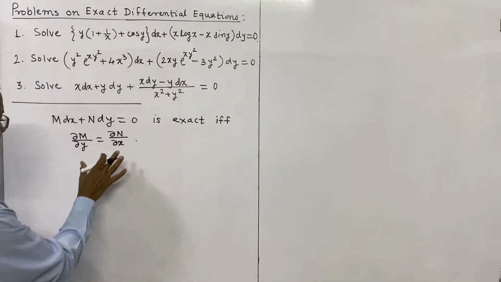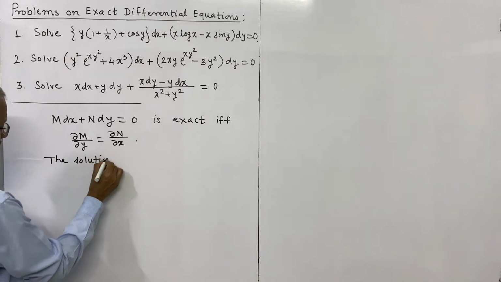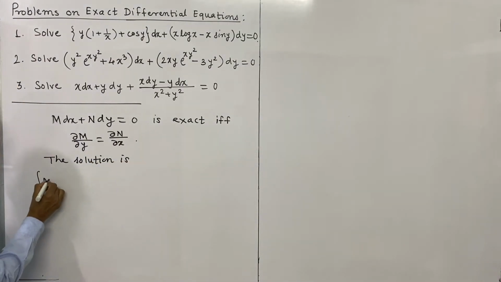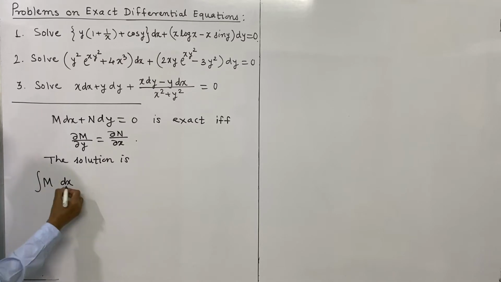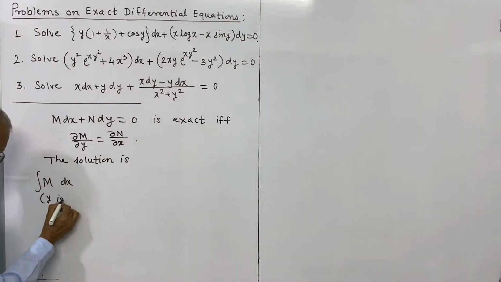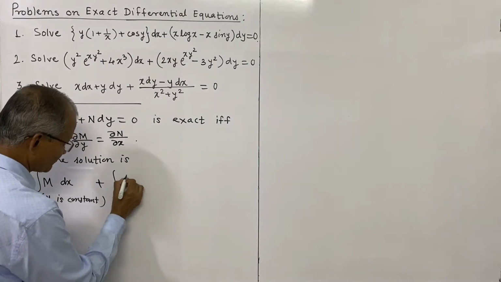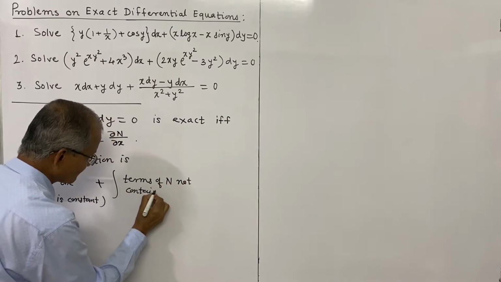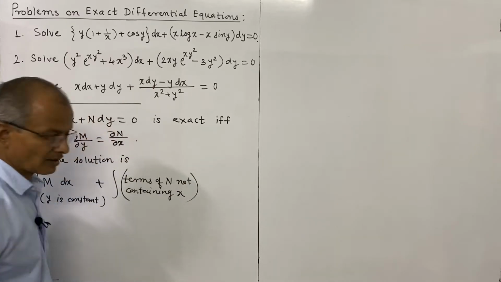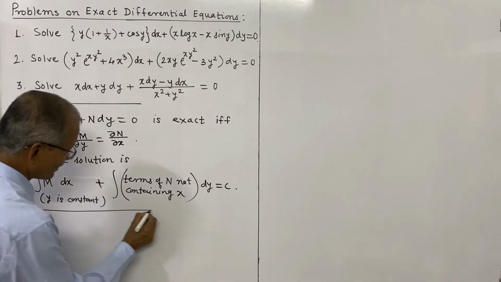So this is the condition, and if this condition is satisfied, then the solution is given by the following working rule, which we are using to solve the equations. The solution is given by the integral of M dx, where y is constant, plus the integral of the terms of N not containing x, dy, is equal to c. This is the working rule, which gives directly the solution.